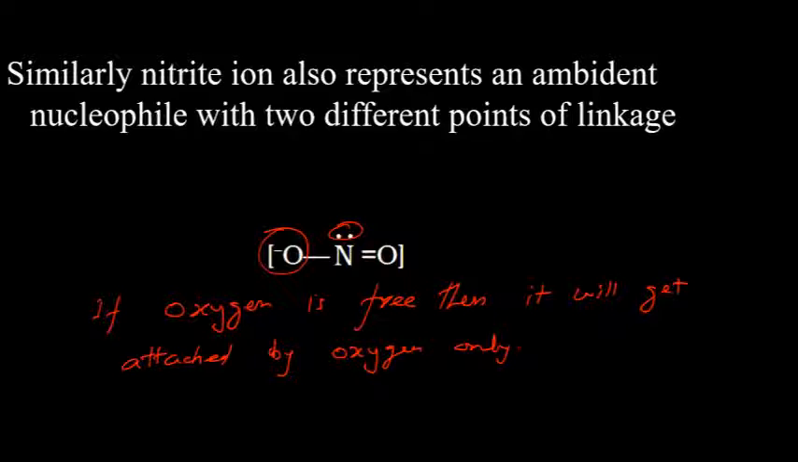So in both cases, whether it is cyanide or nitrite, you need to remember it will get attached by nitrogen only if the other one is not free. In case of CN, if carbon is not free, only then it will get attached from nitrogen. In nitrite, only if oxygen is not available, then it will get attached from nitrogen.